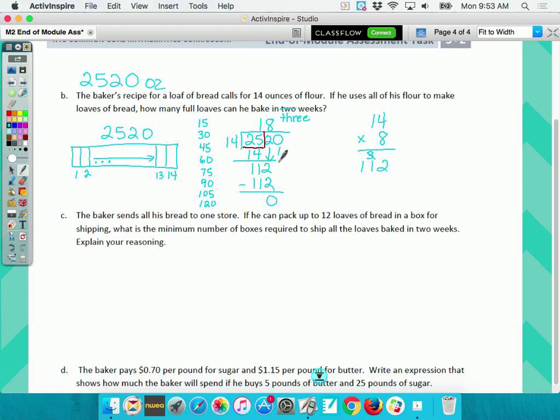Okay, now what do I do here? I do, and now I can't divide again. So I just put a 0 where? On top of the 0, on top of the number you brought down. So I have 180 loaves of bread. The baker can make 180 loaves of bread. That's a lot of bread.